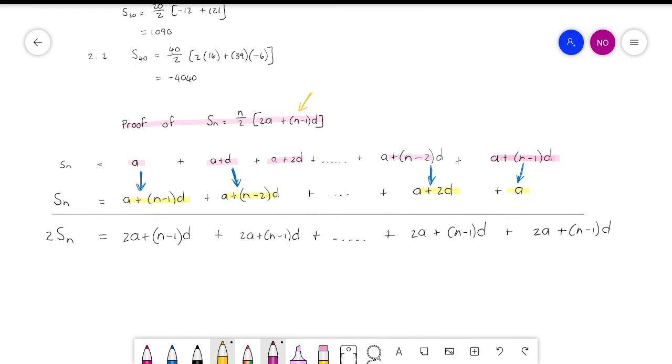Nou, ons het gesê, ons stel die eerste n terme by mekaar. We're adding the first n terms. In other words, this is going to happen n amount of times. So if I added the first 20 terms, then it would have been 20 times. If I'm adding the first 50 terms, it would have been 50 times. Now I'm adding the first n terms. So it's n times 2a plus n minus 1 d.